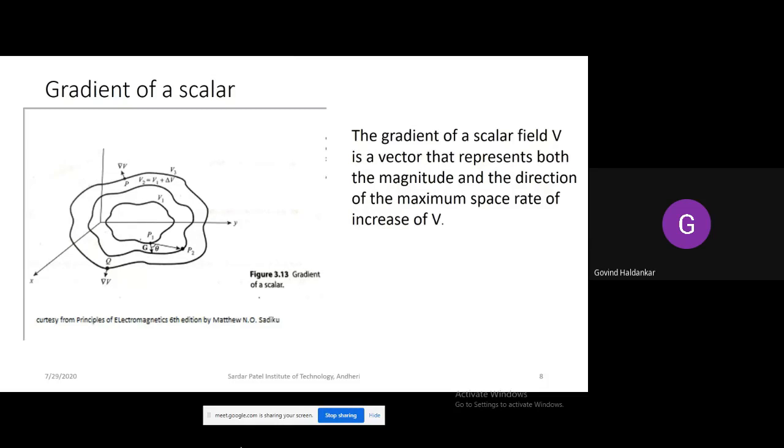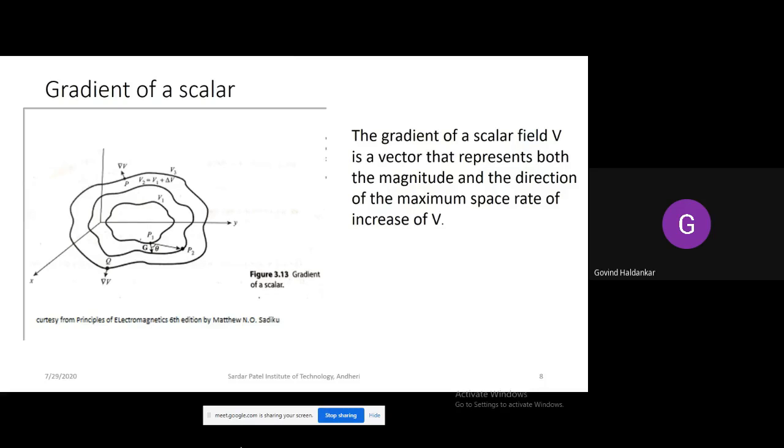That vector has both magnitude and direction. So when you find the gradient of V, you get a vector that represents both the magnitude and the direction of the maximum space rate of increase of V. G is specified here, so along G you get the maximum space rate of increase of V. And the magnitude of the gradient of V equals the maximum rate of change in V per unit distance, so it is calculated per unit distance.